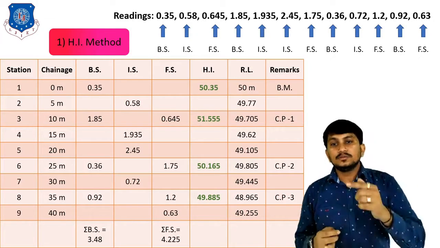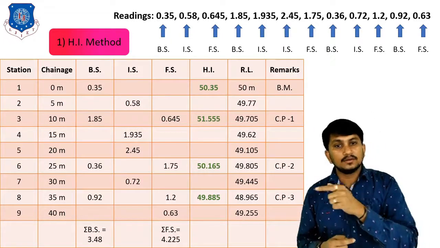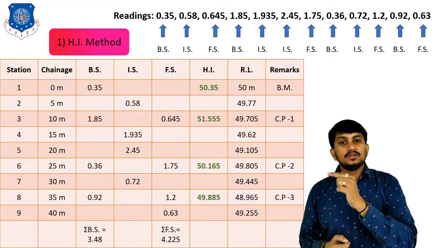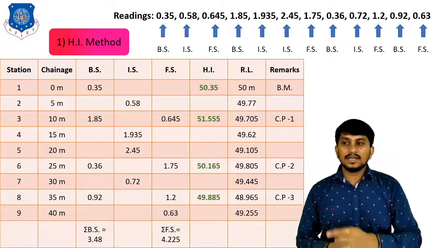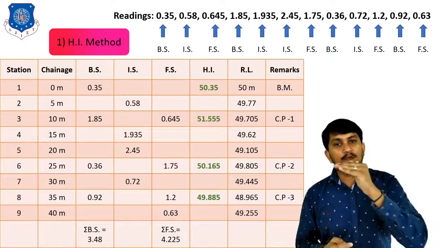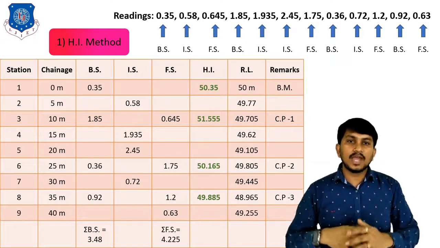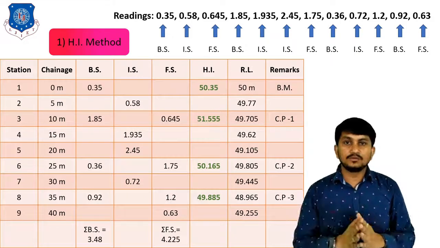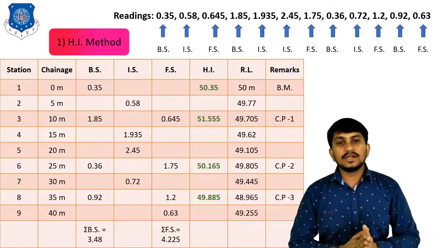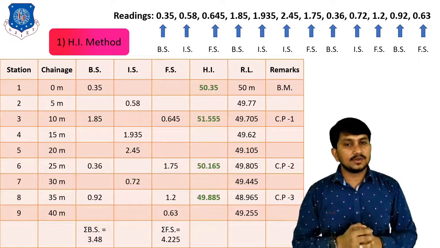Then to find the RL of the 6th station, we have to deduct the reading 1.75 from 51.555, because the 1.75 staff reading was taken from the second setup, and this 51.555 is also the HI of the second setup. So 51.555 minus 1.75 gives 49.805. This is the changing point, so we have to calculate the new HI. To calculate the new HI, we add BS to the RL of the changing point. So here the RL of the changing point is 49.805 plus BS 0.36, which gives 50.165 as the new HI.